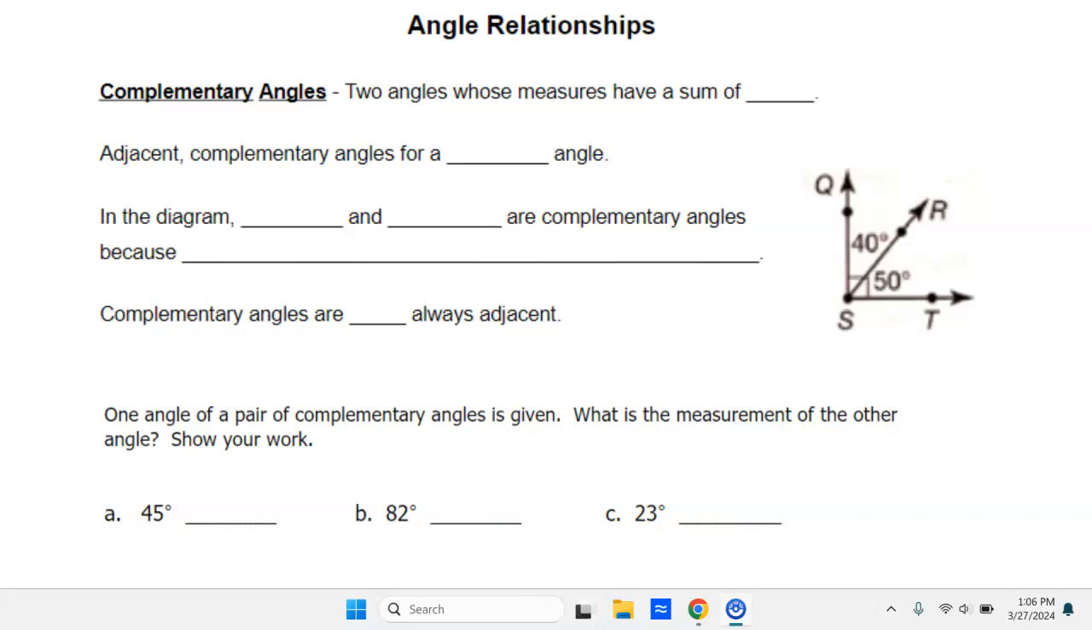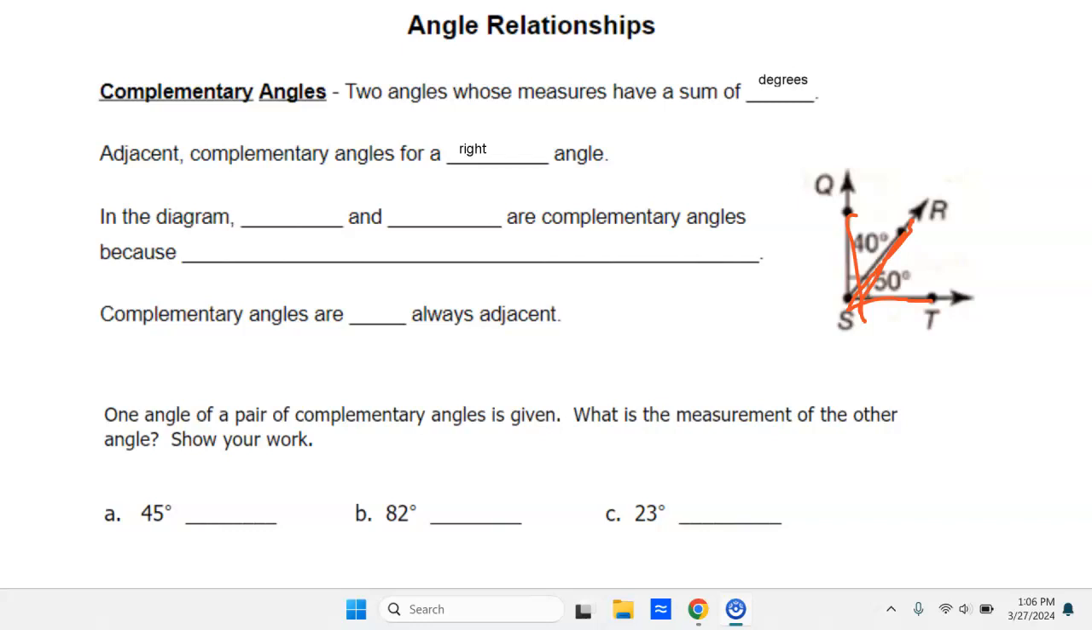Complementary angles are two angles that, when put together or added, have a sum of 90 degrees. When those two angles, like in the picture here, angle QSR and angle RST, are side by side together and adjacent, then they make a right angle.